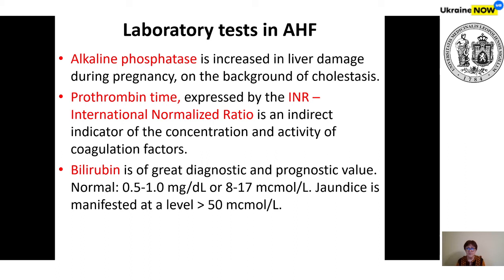Prothrombin time, expressed by the international normalized ratio, is an indirect indicator of the concentration and activity of coagulation factors. Bilirubin is of great diagnostic and prognostic value. As mentioned with normal ranges, jaundice is present at a plasma bilirubin level of more than 50 micromole per liter.